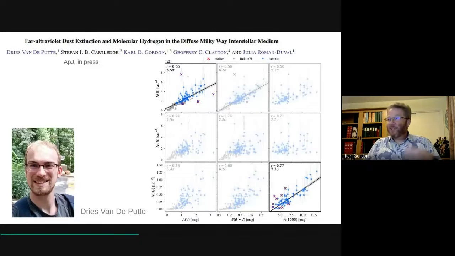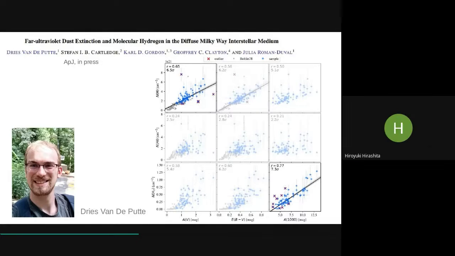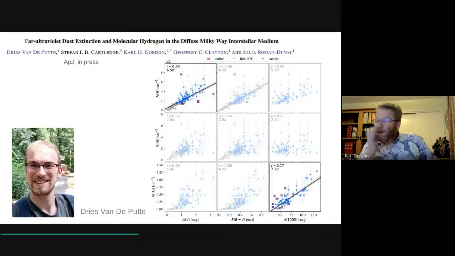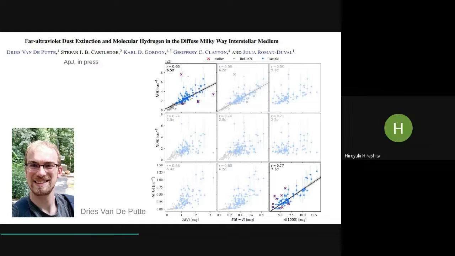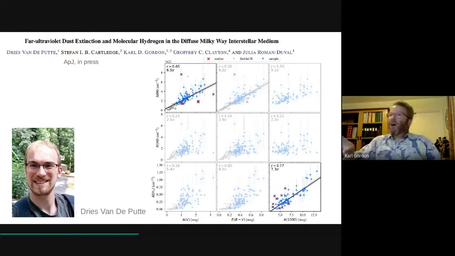Oh, there's a hand up. Should I answer? So what is the unit for NH, this column density? I'm not quite sure. Yeah, two times. I'm not sure if it's column density. Yes, right.